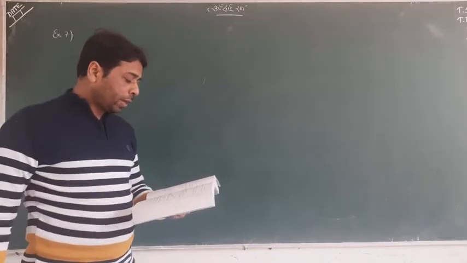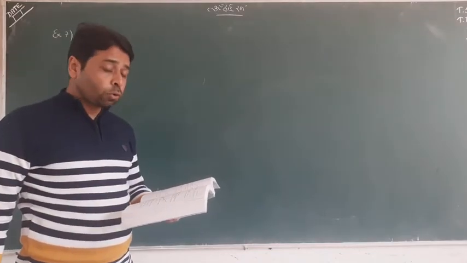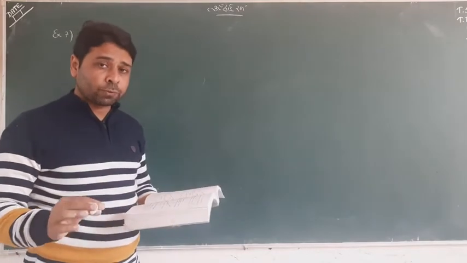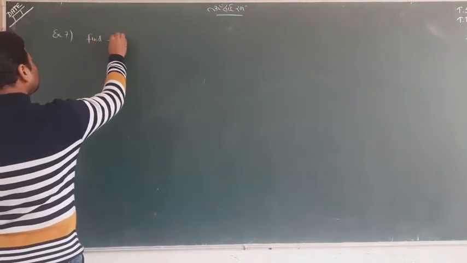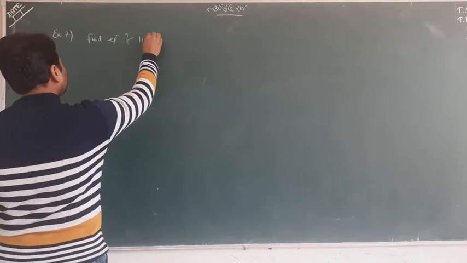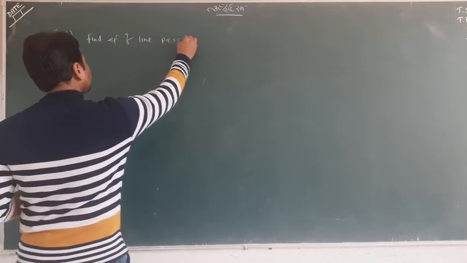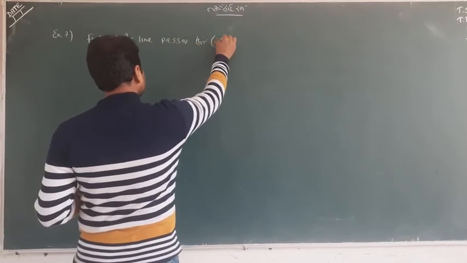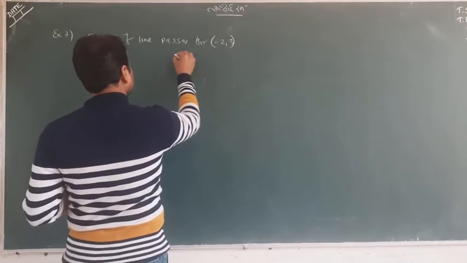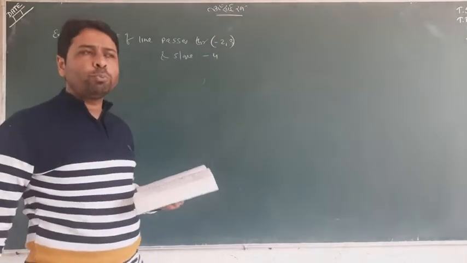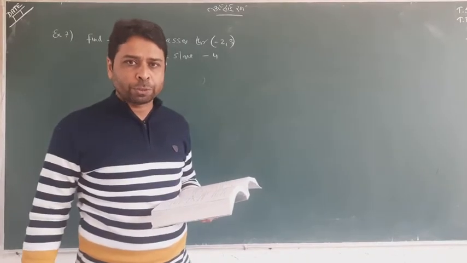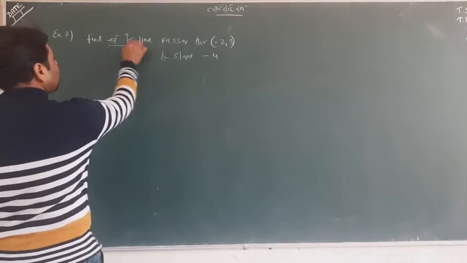Find the equation of the line that passes through (-2, 3) with slope -4. Now the question says, find the equation of the line passing through (-2, 3) with slope -4. I just want to pull your attention towards the language. You have to find the equation of the line.